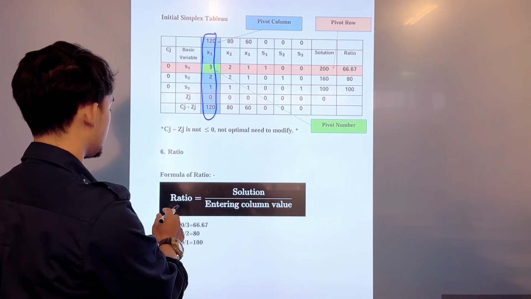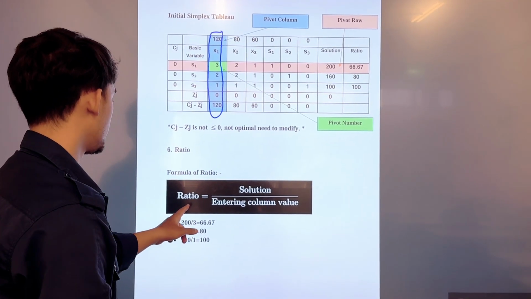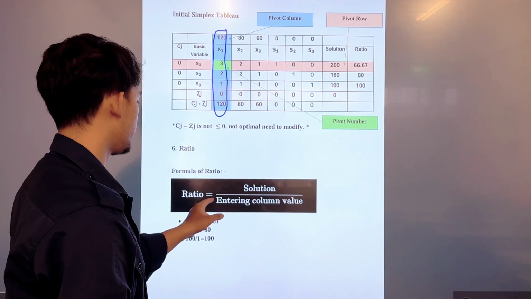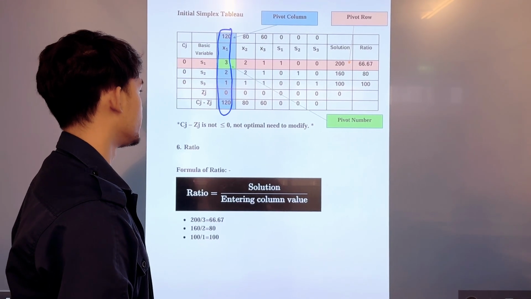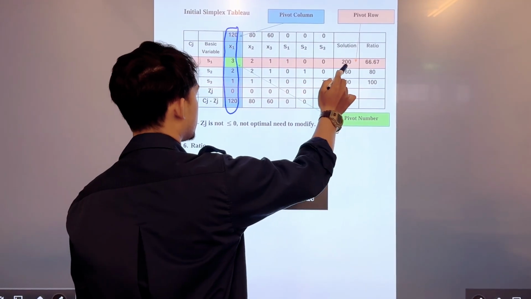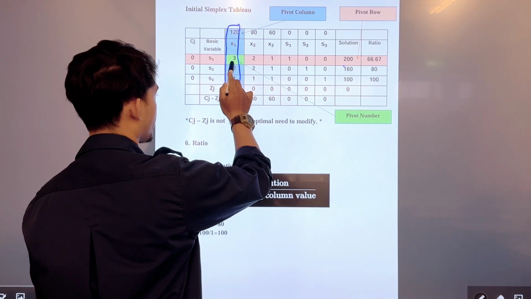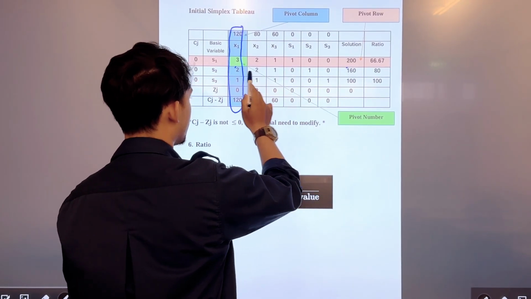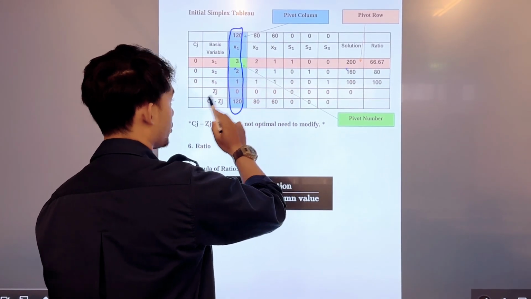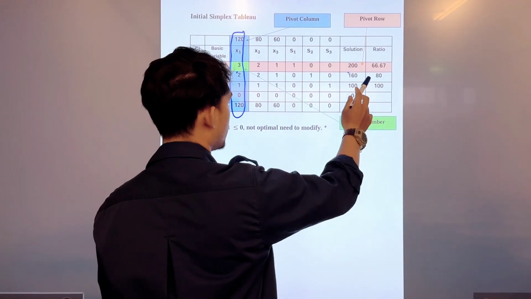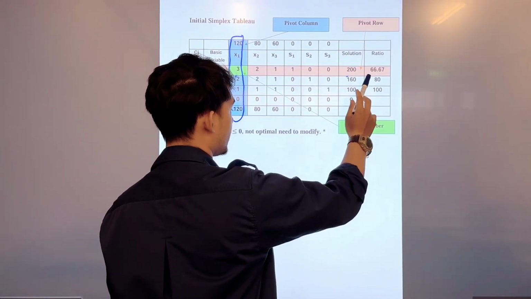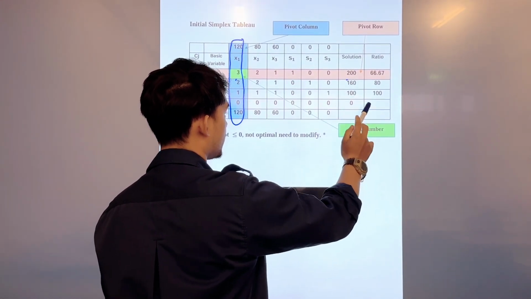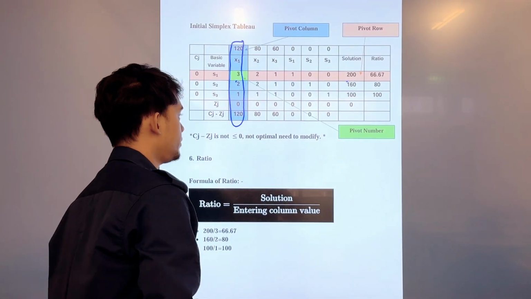This is the formula: ratio equals solution divided by entering column value, which is 200 divided by 3, 100 divided by 2, 100 divided by 1, and the ratio is 66.67, 80 and 100.